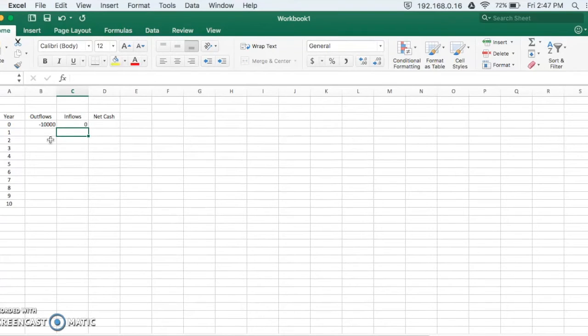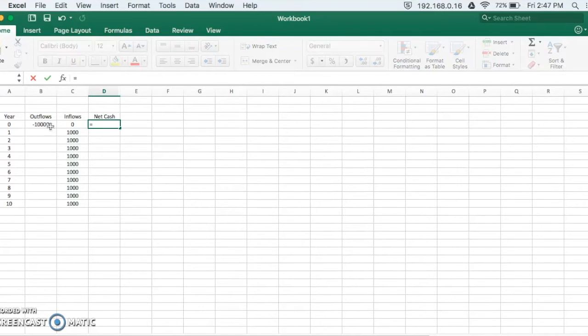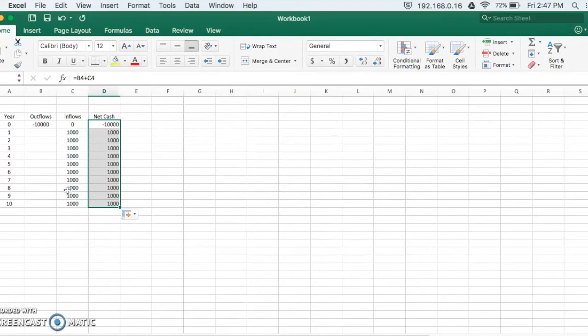And then your inflows after that, it's estimated that it's going to result in a net cash inflow of $1,000 per year, all the way for the 10 years in the investment period. In the payoff period. So here you go. Here's your net. I'll center it. And then let's get our net cash, which should be real simple, but net cash, of course, is outflows plus inflows. And run that down there. So there's your net cash.